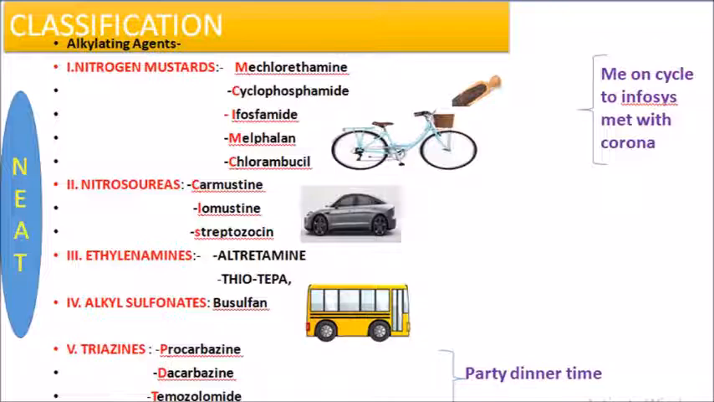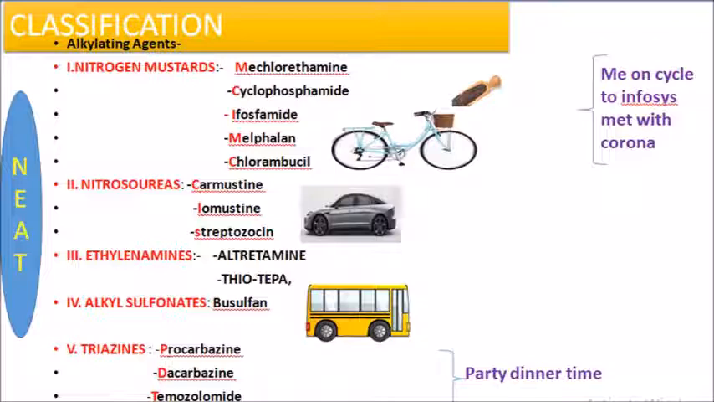The first one is nitrogen mustards. To remember the nitrogen mustards, remember: me on cycle to Infosys met with corona. I was going to Infosys on my cycle and I met with corona. Me is mechlorethamine, cycle is cyclophosphamide, Infosys is ifosfamide, met is melphalan, and corona, that C stands for chlorambucil. So that is nitrogen mustards.